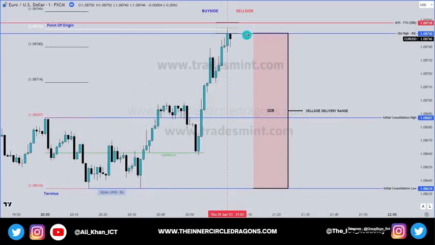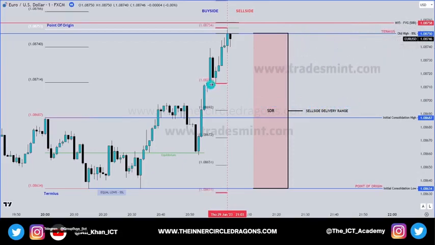The range between our point of origin and our terminus on the sell side of the market maker sell model is our SDR, or our sell side delivery range. If we take the swing low to the swing high that ran the stops above our second stage of accumulation, this is our manipulation leg.